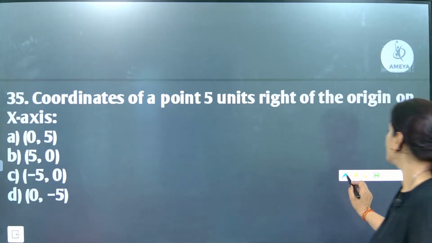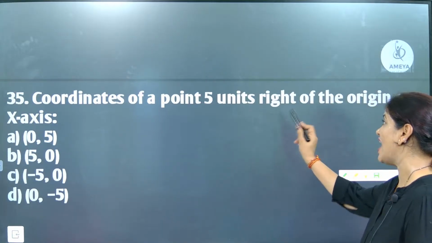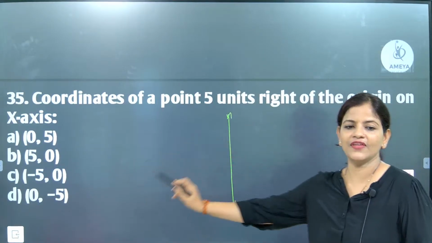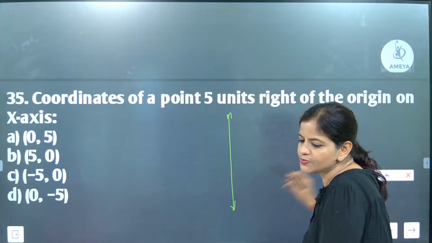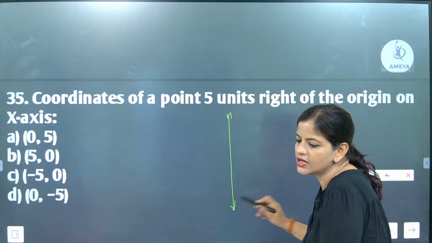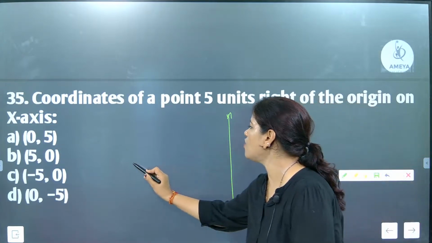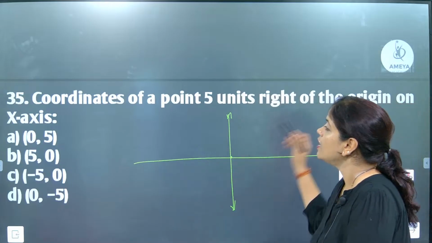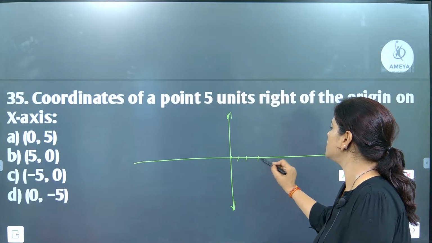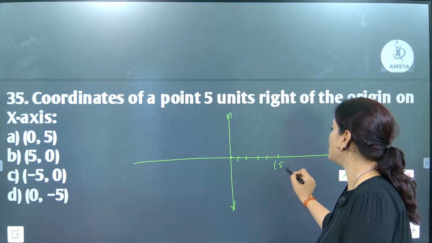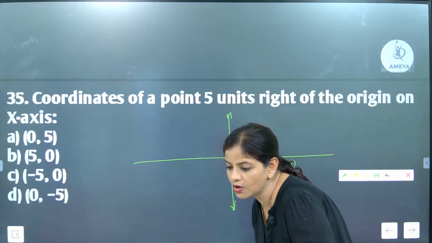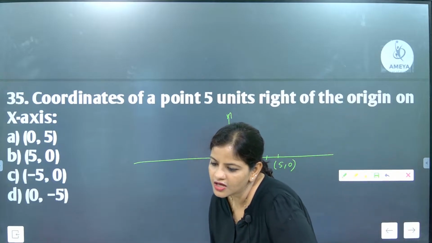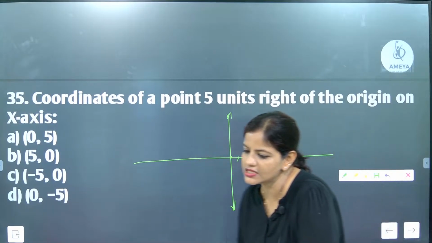What they are telling is the coordinate of a point 5 units right. Which direction will we go? That direction is left, and this direction is right. Right means positive direction. So now, 5 units right of the origin: 1, 2, 3, 4, 5. It will become what, beta? 5, comma 0. So 5, comma 0 is where? B. So Hira has given the first answer correct.